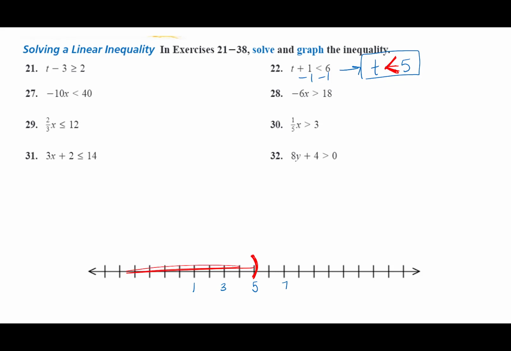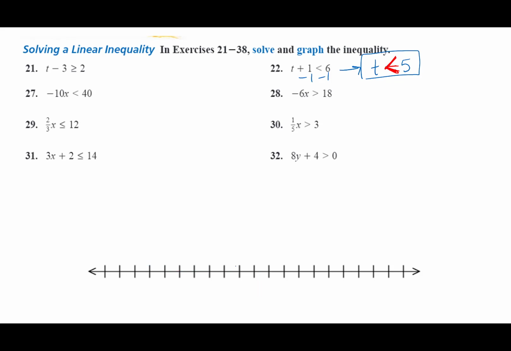And then you're going to color in or shade all of the numbers to the left of 5 because t can be any number smaller than 5. And all the numbers smaller than 5 are to the left side.